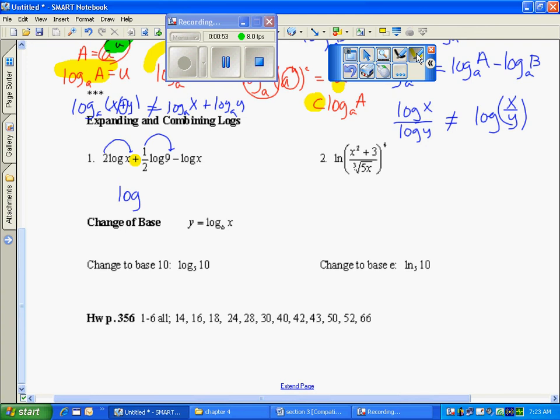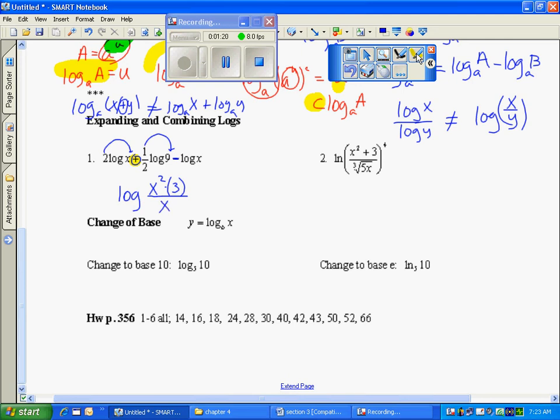So when I take a look here, the 2 on x creates an x squared. The 1/2 on 9 does not mean take half of 9. It is the square root of 9, which means 3. And they're multiplied now because of that plus sign. So I've merged them all into one single log. The subtraction sign is division. This subtraction sign means division. And when I merge them all together, I get an x in the denominator.